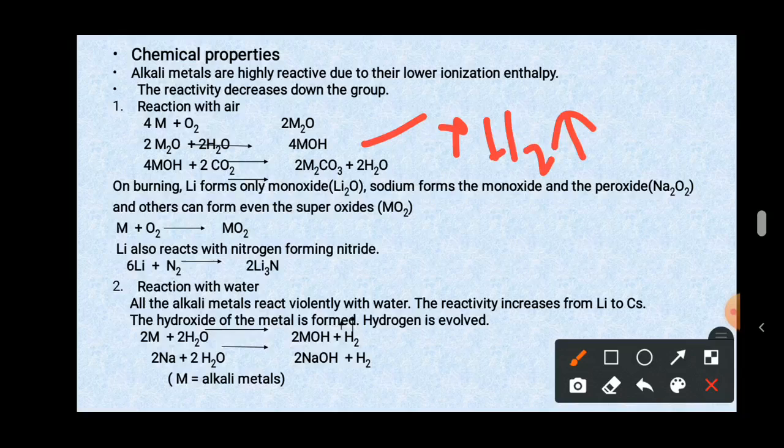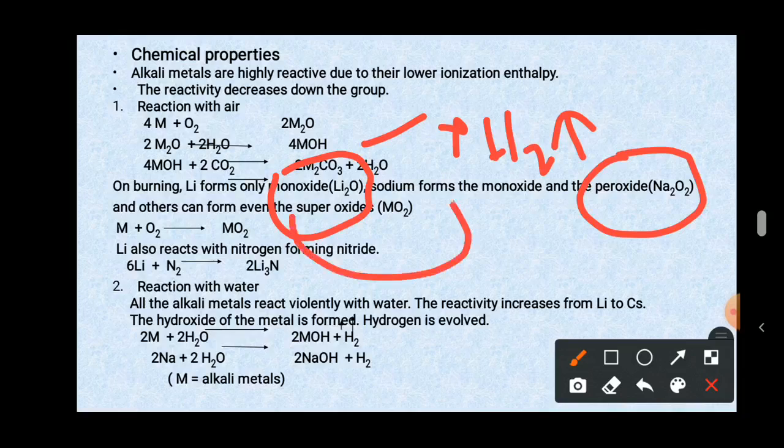Now see, on burning, lithium usually forms only monoxide. Sodium forms monoxide as well as peroxide. The oxide formula is given, and the other alkali metals form a superoxide, MO2. This is about the reaction with air, and air means nitrogen also comes. So only lithium reacts with nitrogen to form a nitride. The rest of the alkali metals will not react with nitrogen.